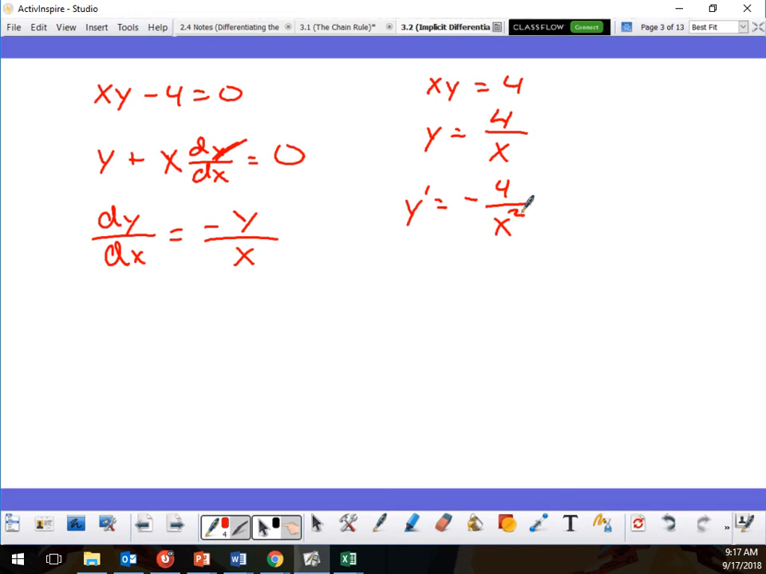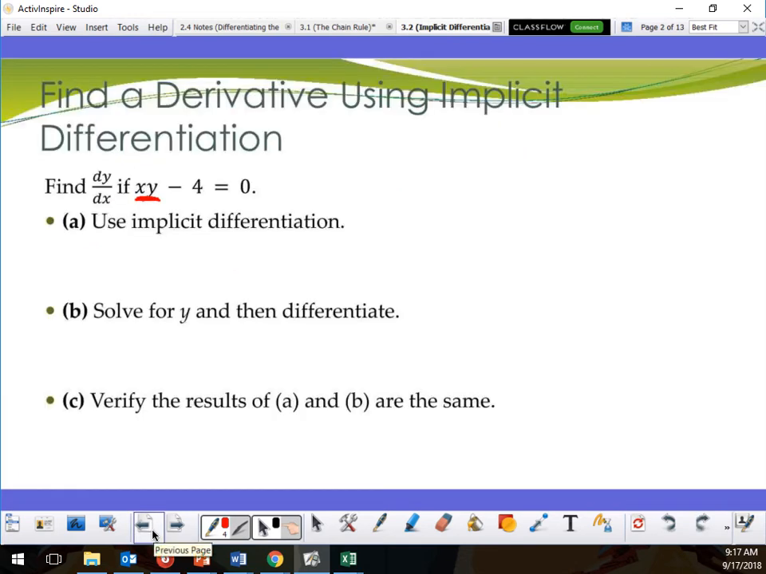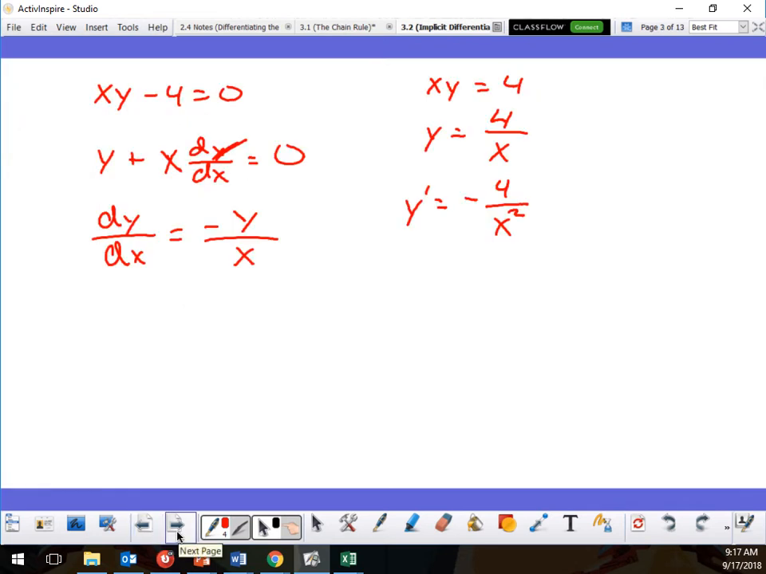So let's take a look at part C. It says, verify the results of A and B are the same. Do they look the same? No, they don't look the same, but this one right here is in terms of x and y, and this is in terms of only x, right? So I could replace my y with 4 over x. So I'm going to do that.